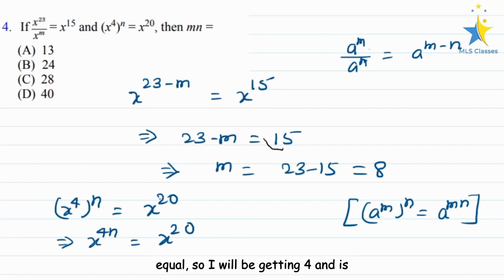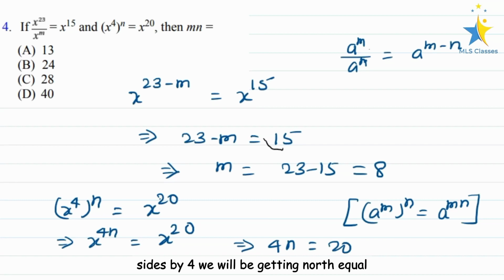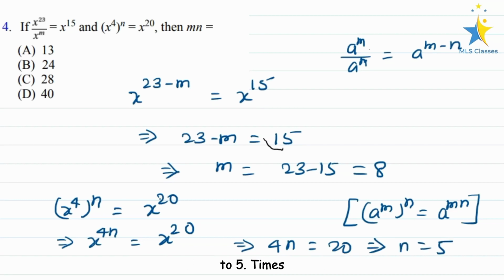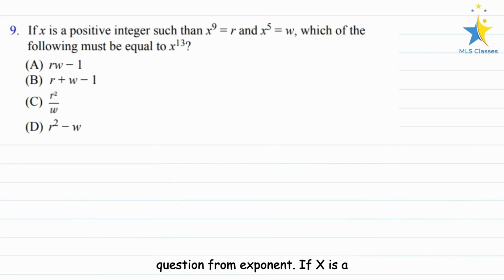So we'll be getting 4n is equal to 20. On dividing both the sides by 4, we will be getting n equal to 5. So mn will be equal to 5 times 8, that is equal to 40. That means option D is the answer. Next question. Again we are having a question from exponent.